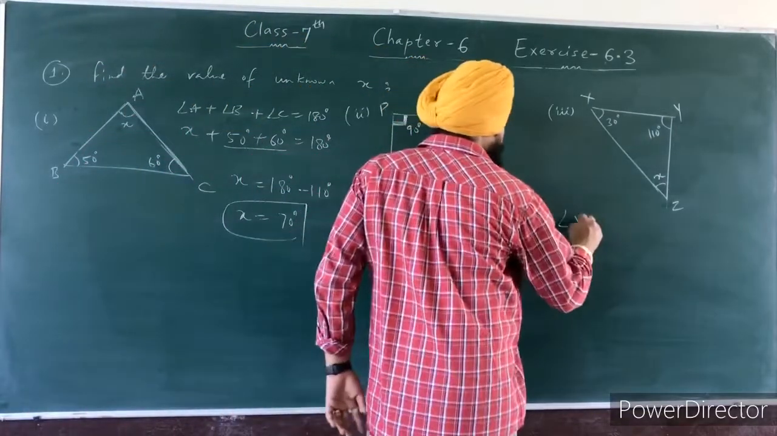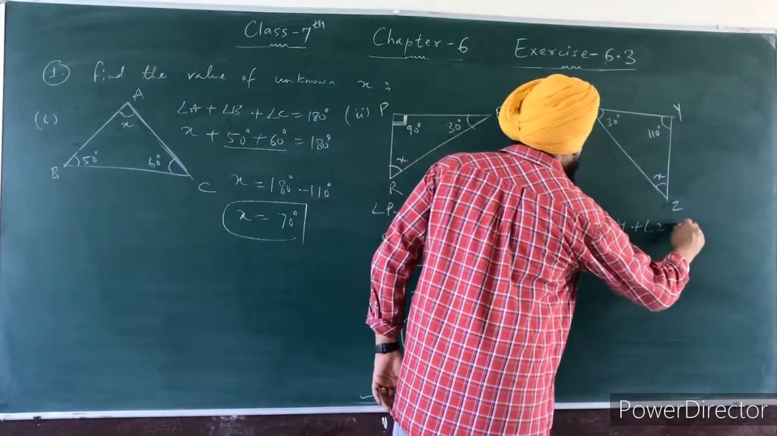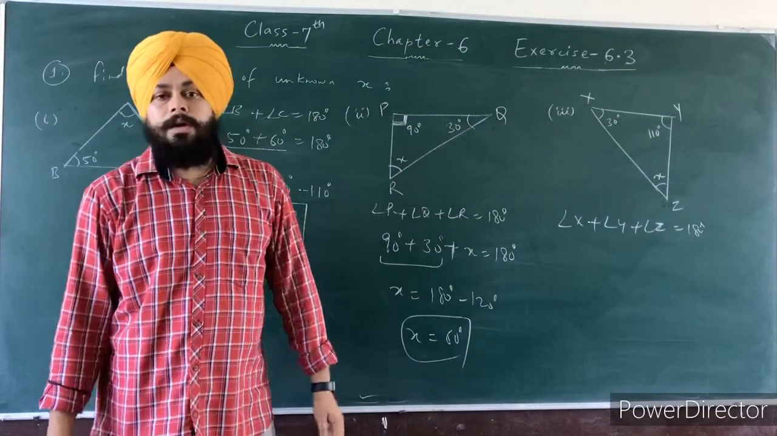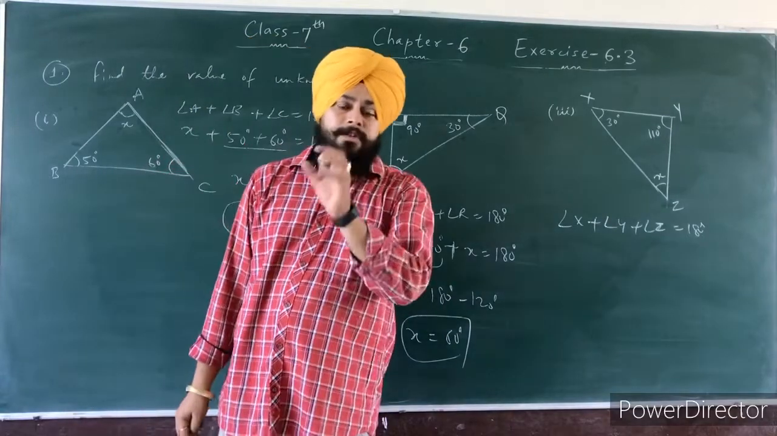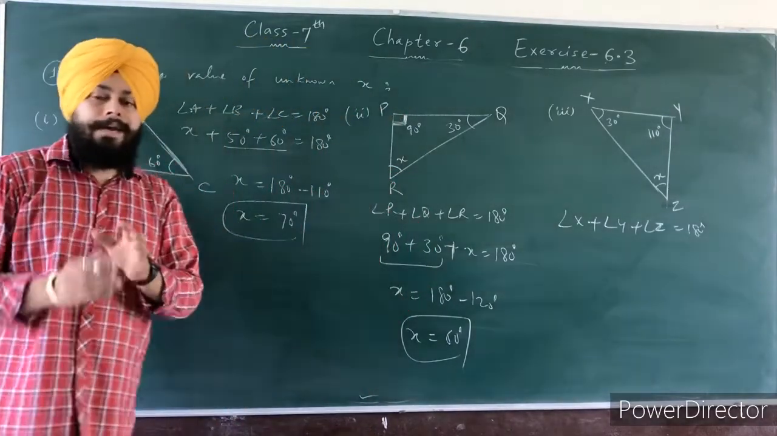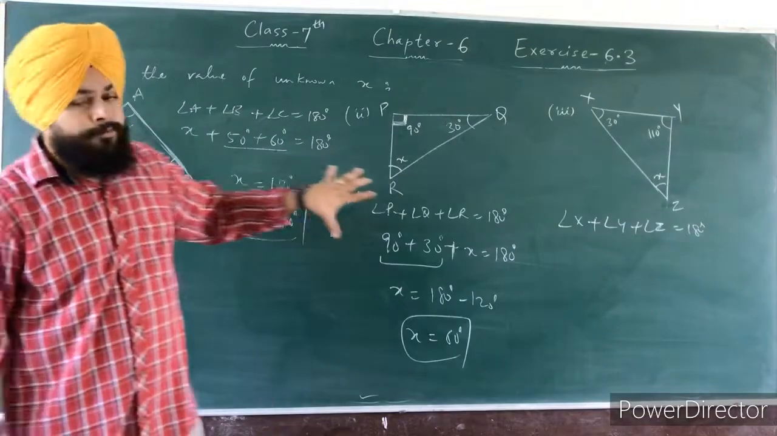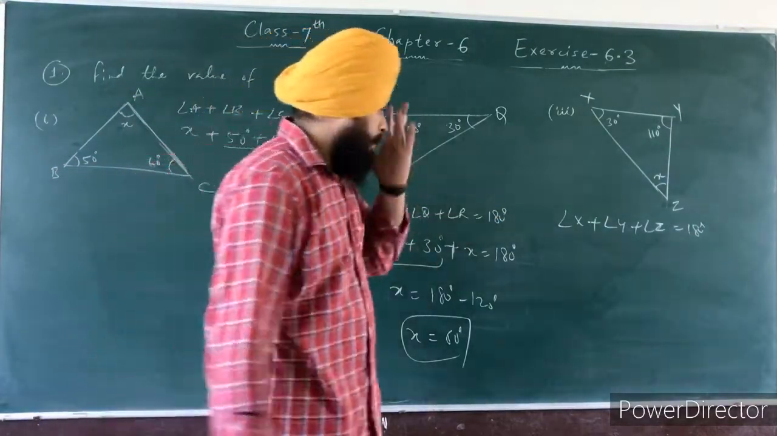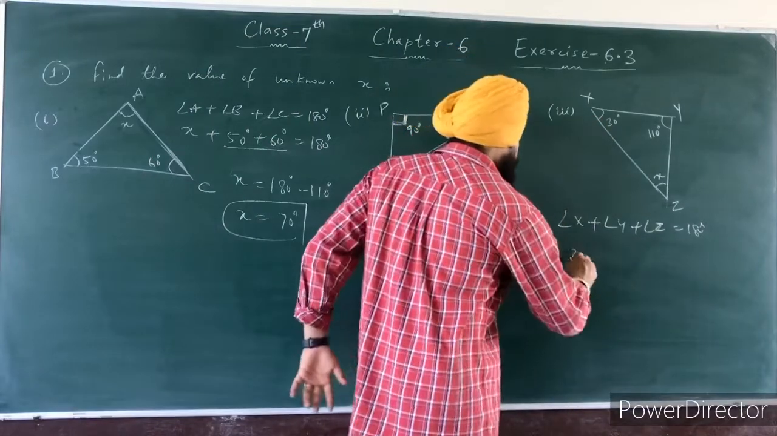So you can write angle X plus angle Y plus angle Z is equal to 180 degree. Write the reason also. Alright students, write the reason of each and every part. It should be a must. So measure of angle X is 30 degree.